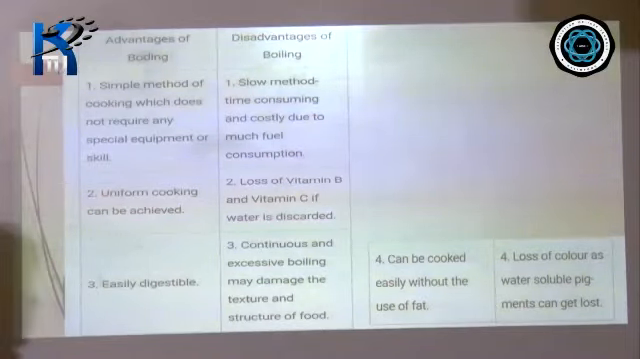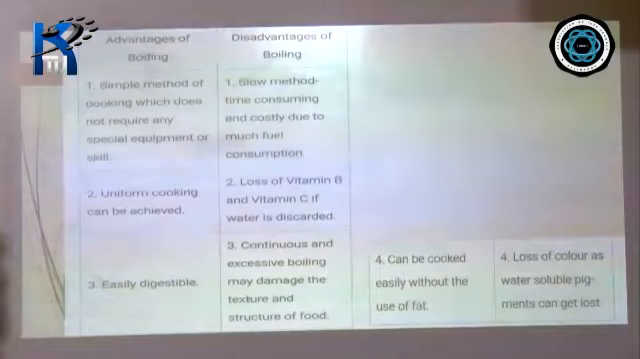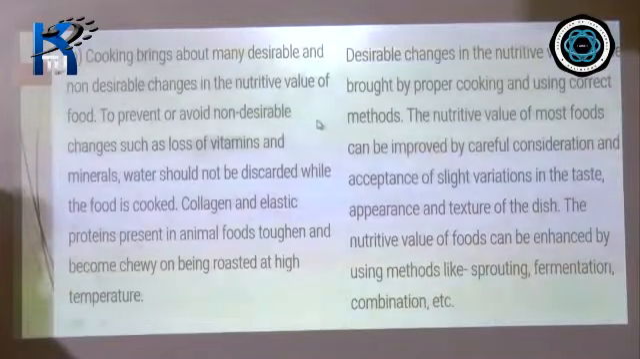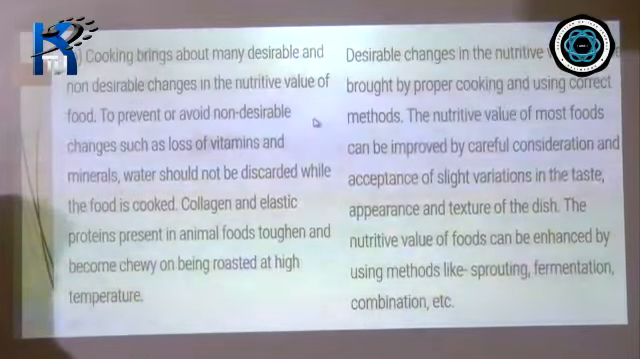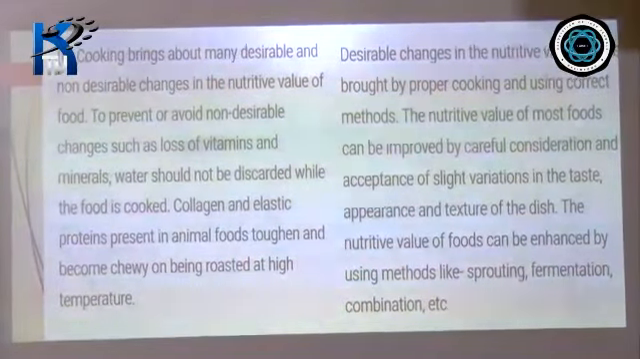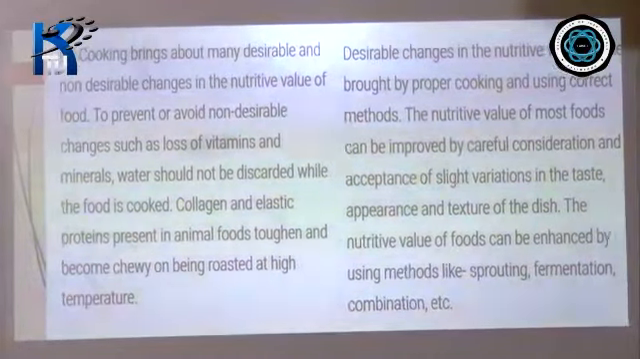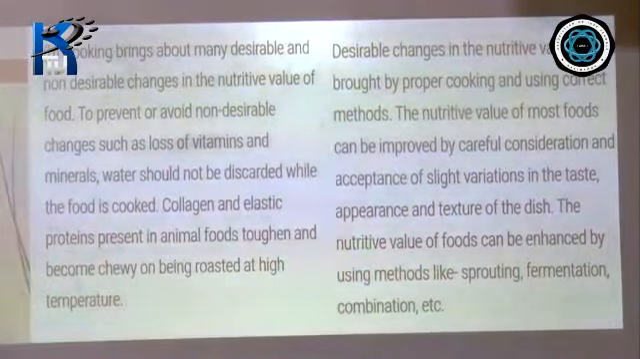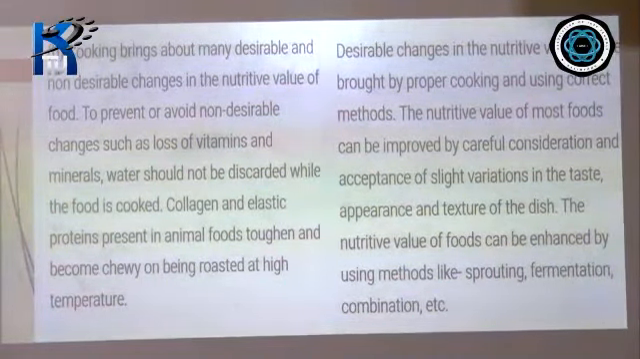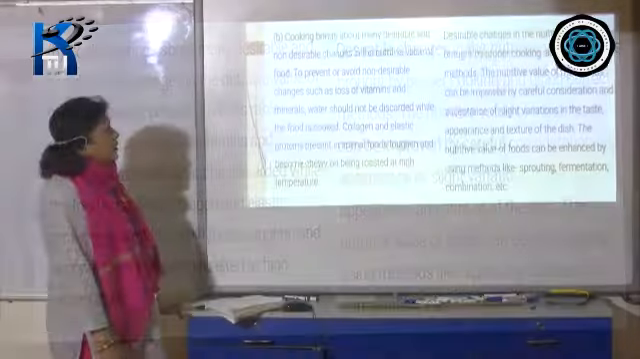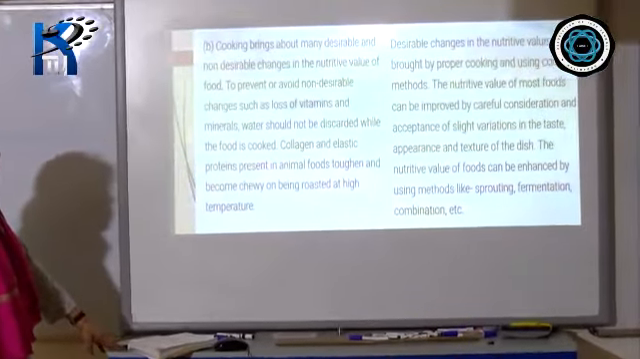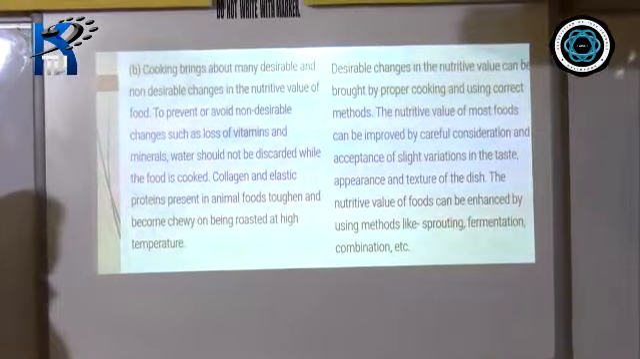Sometimes even the color is lost, which does not make the food look very attractive. So these are some questions which we can expect. Then in this, as you can see how they have mentioned it, the answer to this would be that cooking brings about desirable and non-desirable changes in the nutritive value, vitamins, minerals, water, which has been lost in the water during the food being cooked. Now let us see how cooking is good as well as non-desirable.